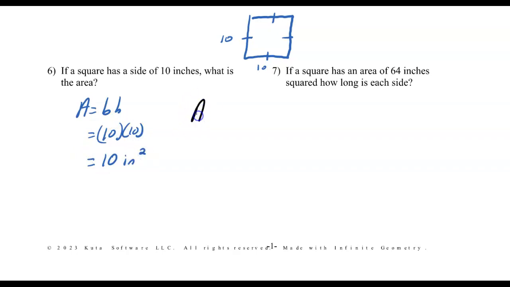Some people do say the area of a square is the side squared. So you could do 10 squared, which is 100 inches squared.